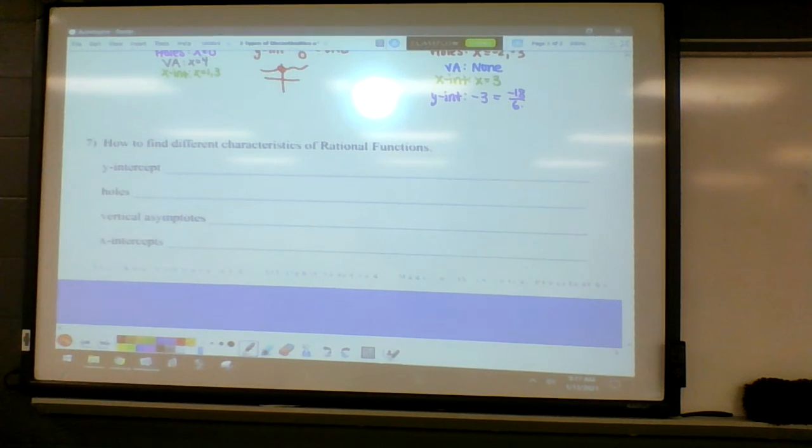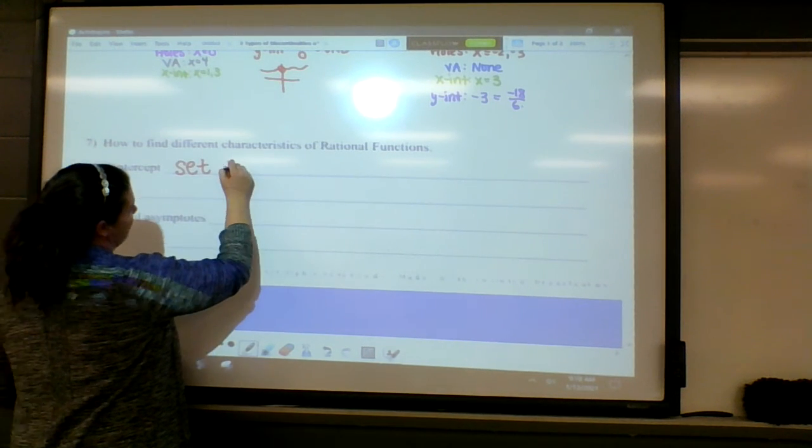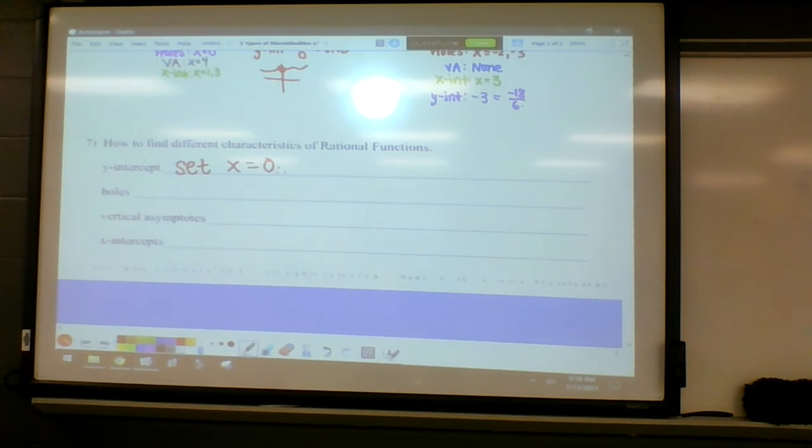All right, so how do you find a y-intercept? Set x equal to 0. Plug in 0. It is possible to have a y-intercept. It is possible to not have a y-intercept, right? We've seen a problem where we did have a y-intercept, but then we also saw one where we didn't. So it is possible to not have a y-intercept.